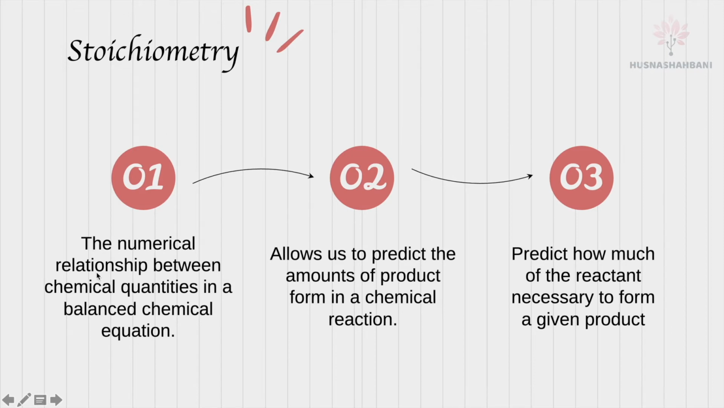Stoichiometry: the numerical relationship between chemical quantities in a balanced chemical equation. Stoichiometry shows the numerical relationship between chemical quantities in a balanced chemical equation. It allows us to predict the amounts of product formed in a chemical reaction and how much of the reactant is necessary to form a given product.